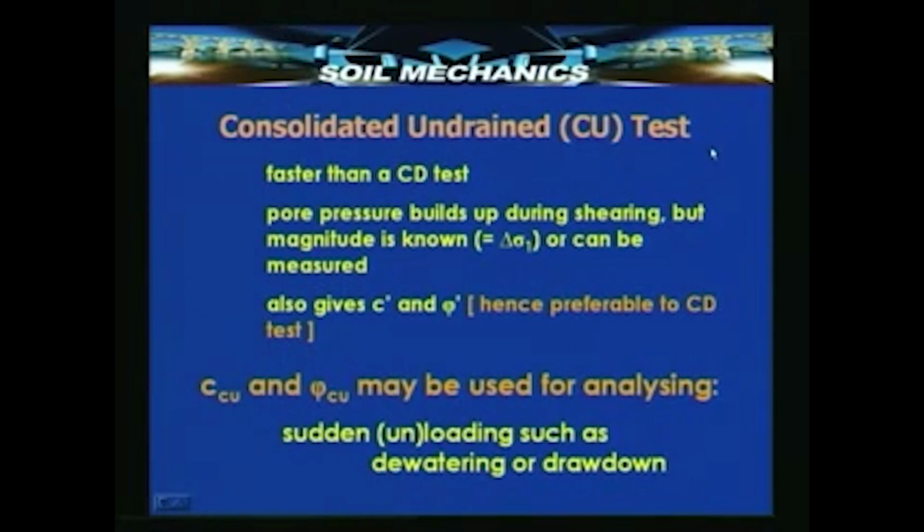In this test, the pore pressure buildup is allowed during the application of shearing. This can give C dash and phi dash because we know what will be the magnitude of the pore pressure. We do not have to really measure it, though we do measure it in a typical test for validation, but we know that the pore pressure is equal to the applied vertical stress, and therefore C dash and phi dash can be easily calculated, and C_CU and phi_CU of course can be calculated from the total stress readings which are directly obtained from the test. Where do we apply this test?